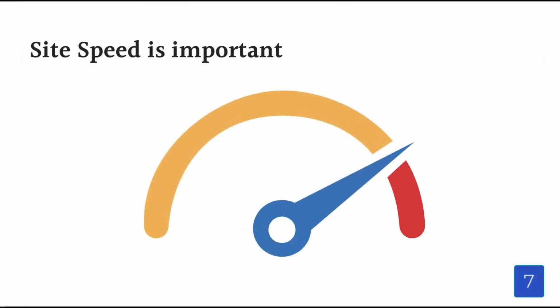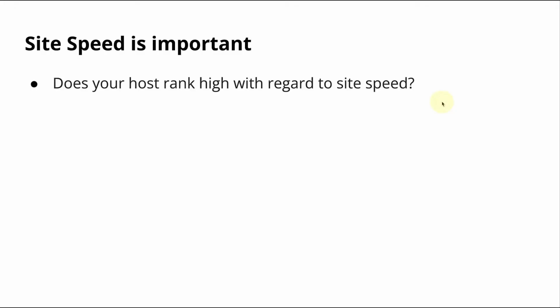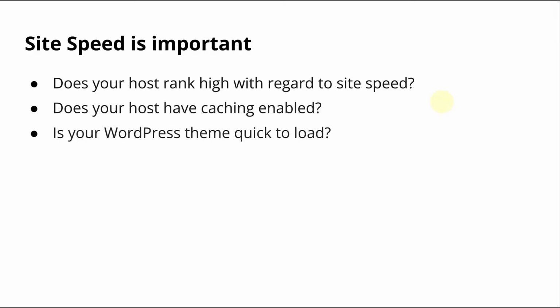Next, site speed is important. Search engines definitely look at site speed when ranking sites, so this is an important part of SEO. Here are a few considerations that will help you to improve your site speed. Does your host rank high with regard to site speed? Does your host have caching enabled, although you can also use a caching plugin? Is your WordPress theme quick to load? Some very snazzy WordPress themes that use a lot of plugins can drastically change your site speed, so be careful.